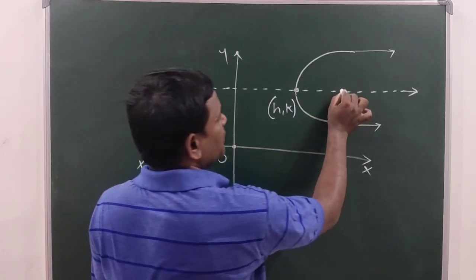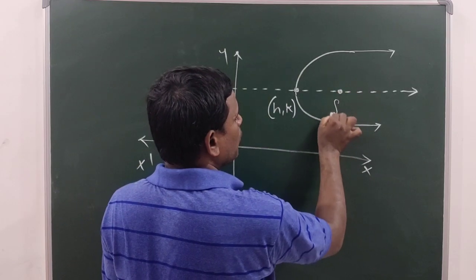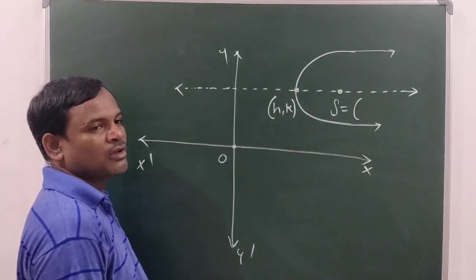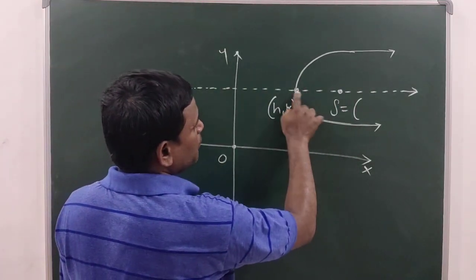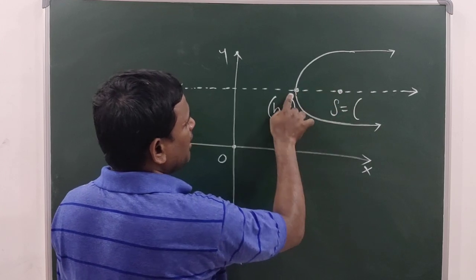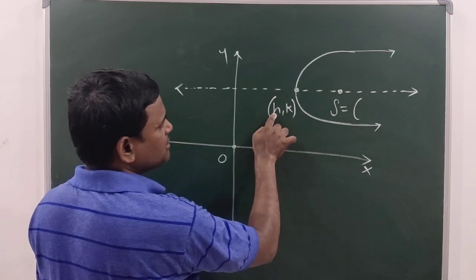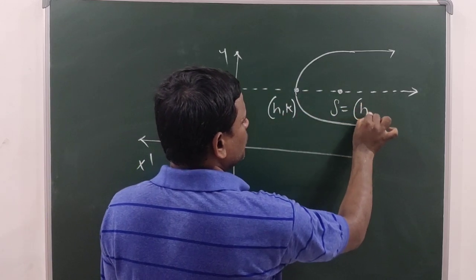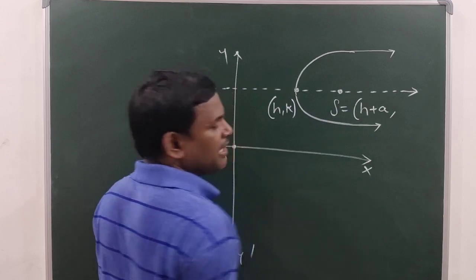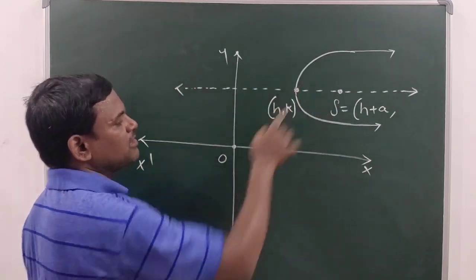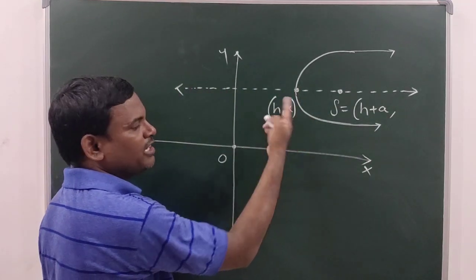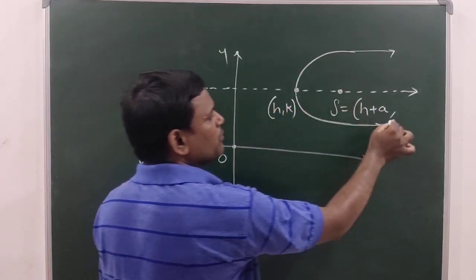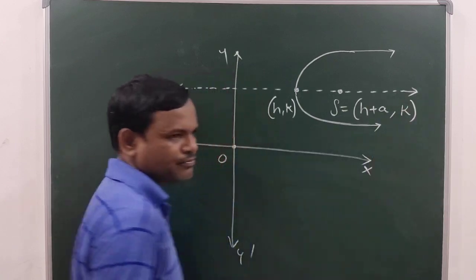Now, tell me the coordinates of the fixed point, meaning the focus. What are the coordinates of this focus? You know the distance from the vertex to the focus is small a, and from here to here it is h. So this is h and this is a. Hence, the x coordinate will be h plus a, and this is a horizontal line. On a horizontal line, the y coordinate of every point is the same. So here the vertex y coordinate is k, hence the focus y coordinate is also k.